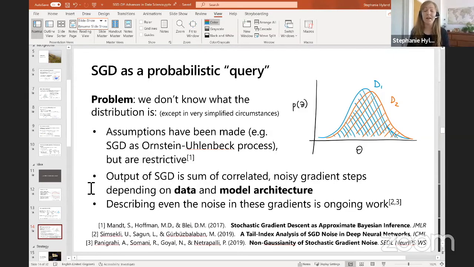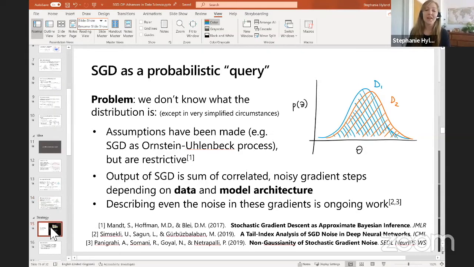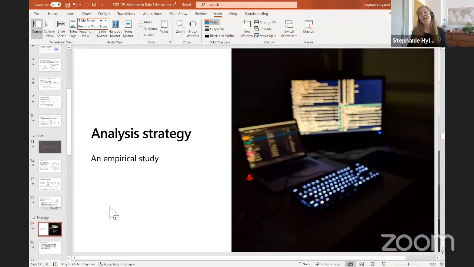The problem is really that SGD itself, if you think about it, is a sum of correlated noisy gradient steps. And that noise itself is going to depend on your underlying data and, of course, on your model architecture. So even just describing the noise in those gradients, much less how they all sum together to give you a final posterior, is ongoing work. So what we did here is we took a slightly unusual approach, perhaps, and we ran an empirical study. So whenever theory fails you, you can always run some experiments and try and learn something that way.